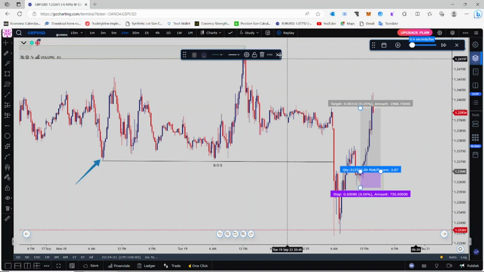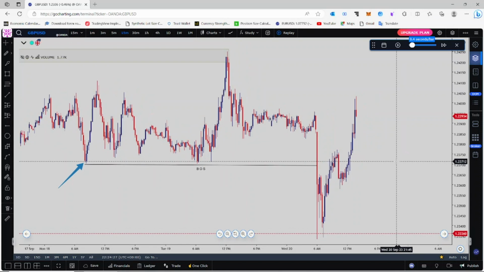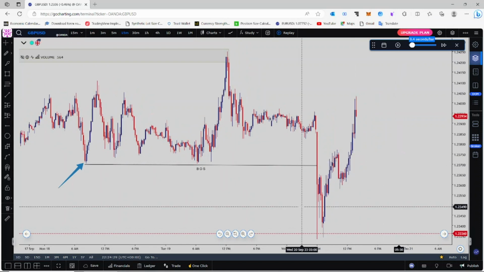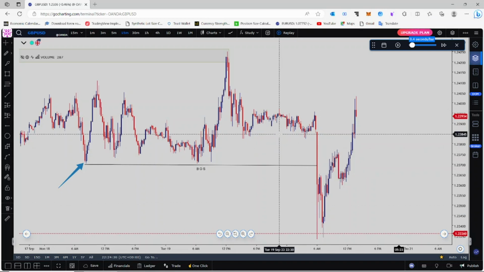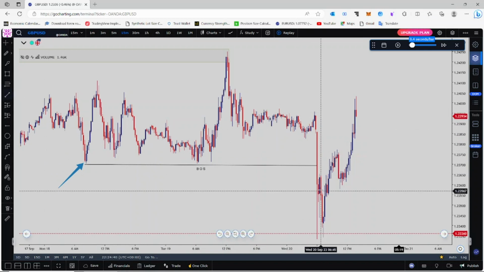Okay, so this was the buy I took actually, and then we are not interested in the buy, we are interested in the sell. How did we get the sell? You know, after break of structure, the next thing we look for is what? An inducement. And what is an inducement? Inducement is simply the recent internal pullback after a break of market structure.